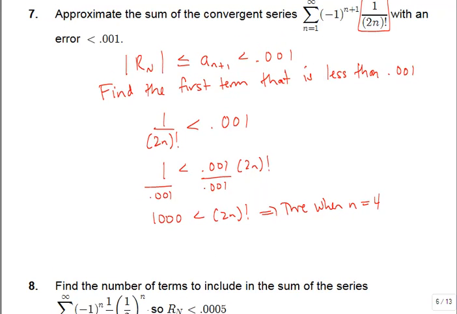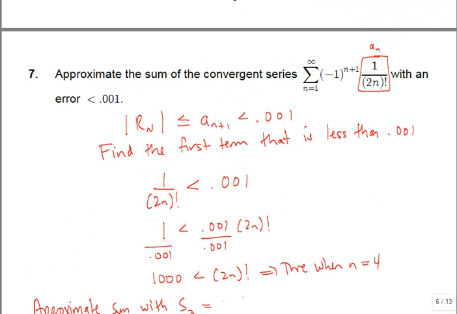Okay, so what does that mean for me? Well, it means that I can approximate the sum using all the terms prior to this. This n equals 4 is the first neglected term. So we get to use all the way up to n equals 3. So we're going to approximate the sum with our third partial sum.